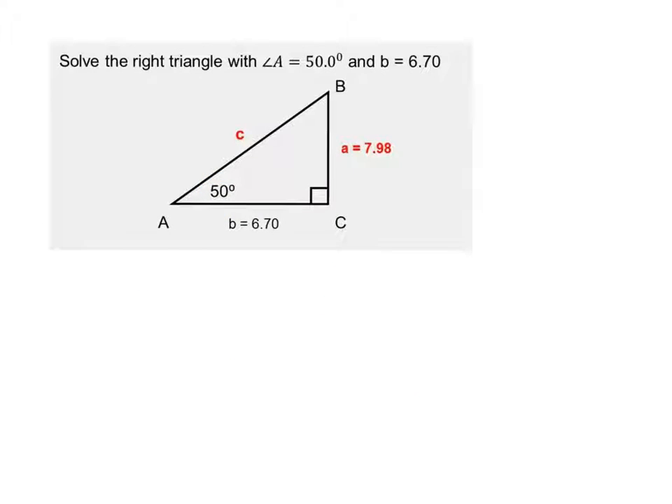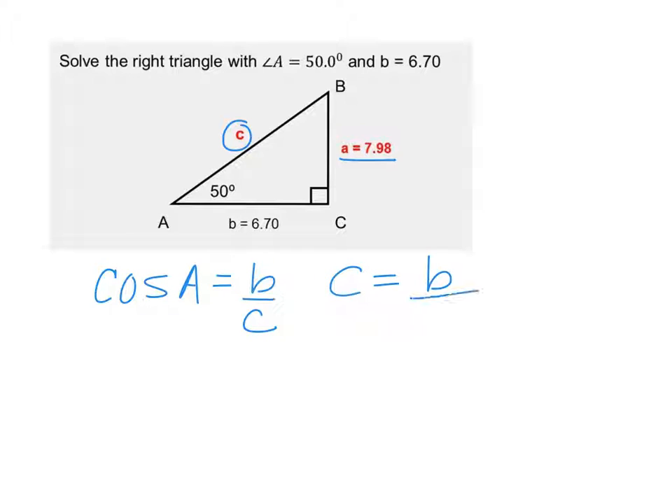My second step of this question, I just solved for A. Now I'm going to solve for C, and if I look at C and my 50 degrees, that would be the hypotenuse, and I have the adjacent side. So when I solve for C here, I'm going to use the cosine. So I'm using the cosine of A is equal to B over C. Because I am looking for C, I'm going to isolate the C right away using algebra, and that gives me B over the cosine of A.